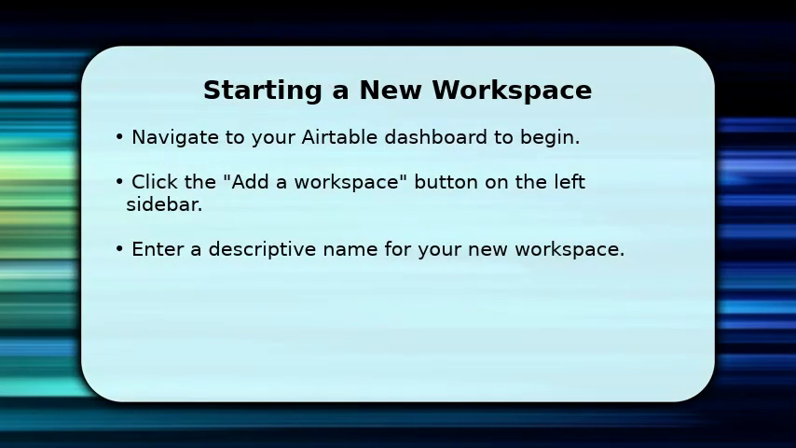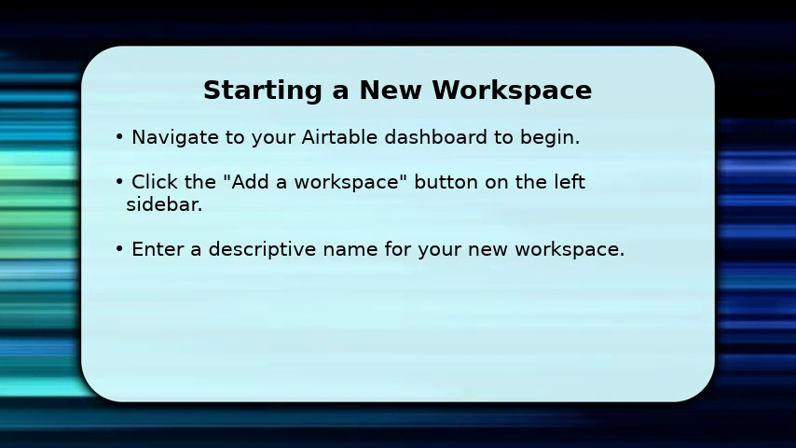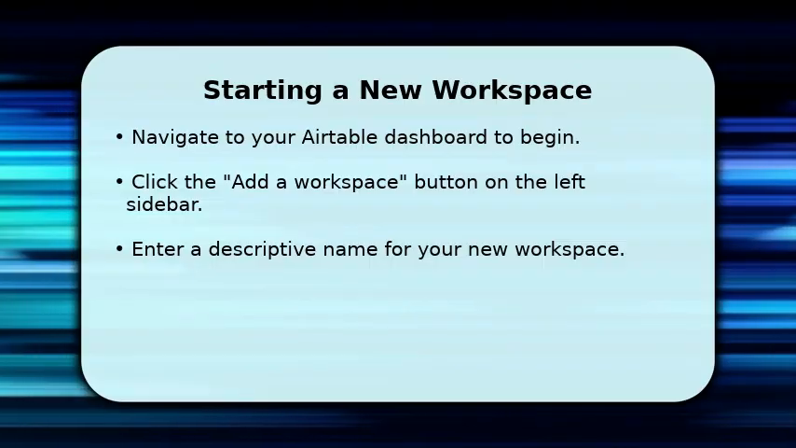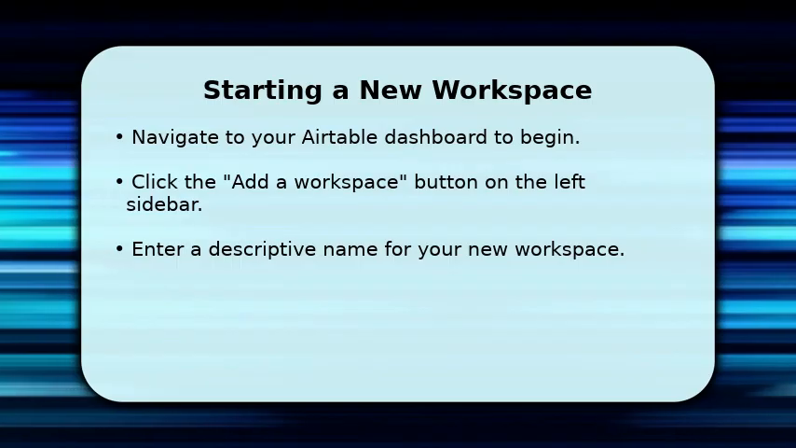To begin, open your Airtable account and locate the left-hand sidebar on your dashboard. You will see an option labeled Add a Workspace. Click on this button to initiate the creation process. A pop-up window will appear, prompting you to enter a name for your new workspace. Choose something clear and descriptive, perhaps reflecting its purpose or the team it serves. You can also select an icon and color for visual distinction.